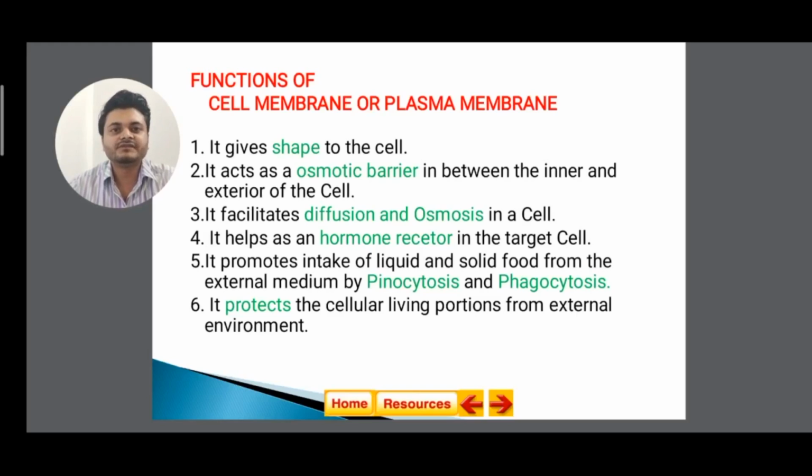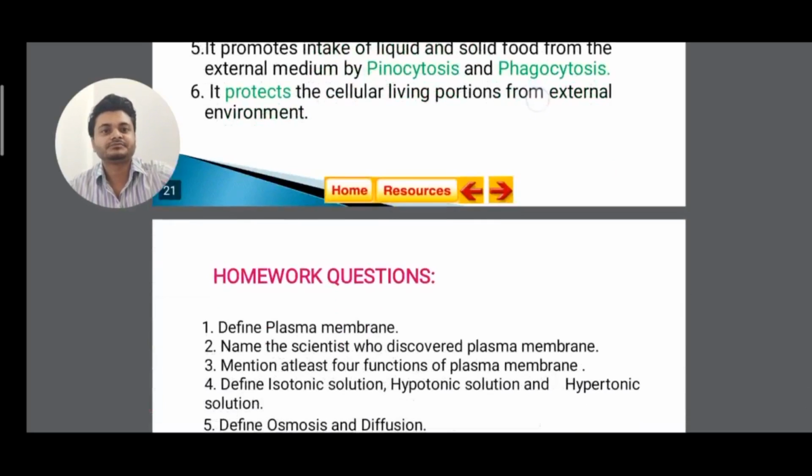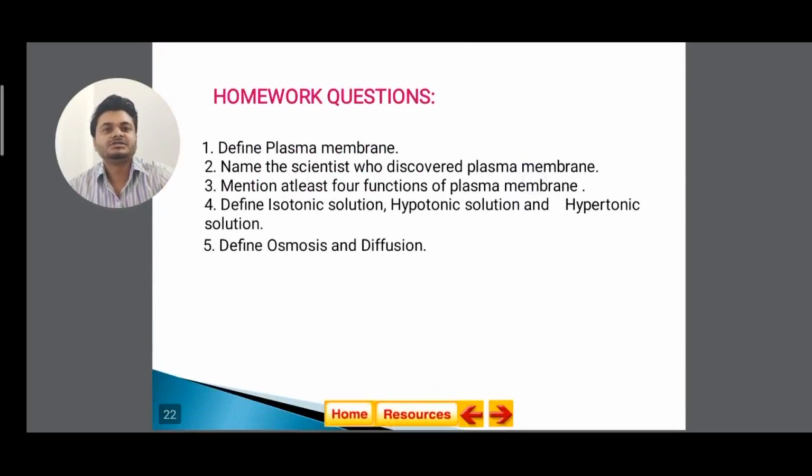Clear? So here what we have studied: active transport, passive transport, diffusion, osmosis, hypotonic solution, isotonic solution, hypertonic solution. Clear? These are the terminologies. And the fluid mosaic model. Study the diagram very nicely. It was given by Singer and Nicolson. So these are your homeworks.